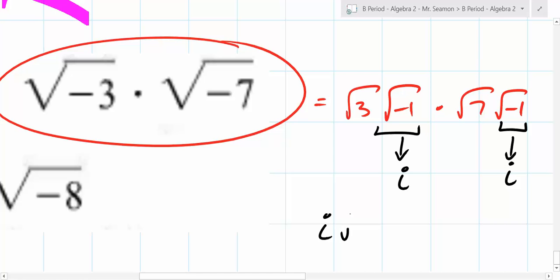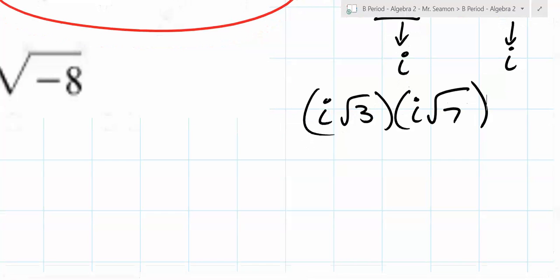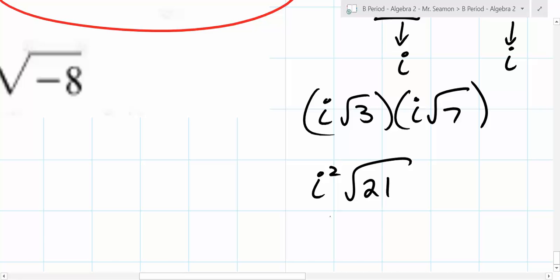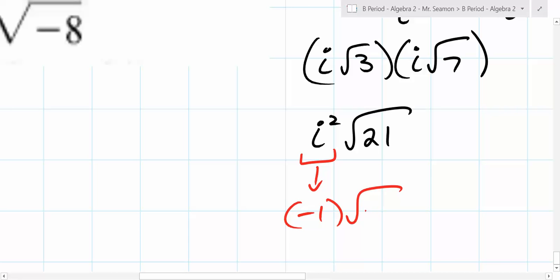So now what do we have? We have i root 3 times what? i root 7. What's i times i? i squared. And what's root 3 times root 7? Root 21, right? But what is i squared? This is negative 1. So what do you end up with? Negative the square root of 21. That's what it is by definition. You have to be very, very careful about this.